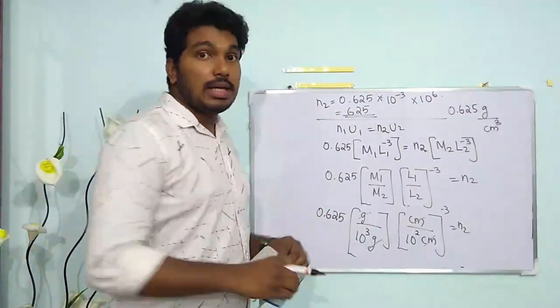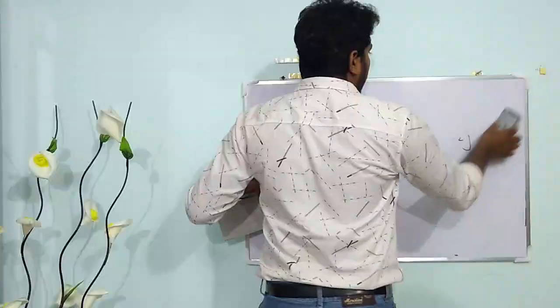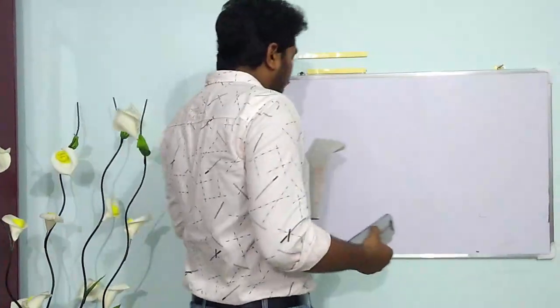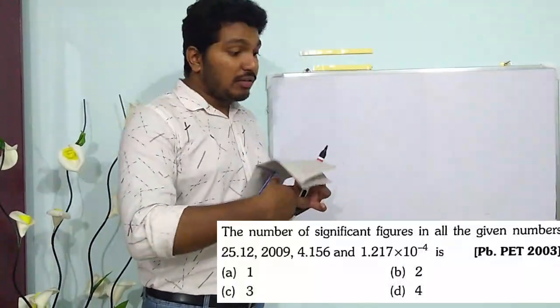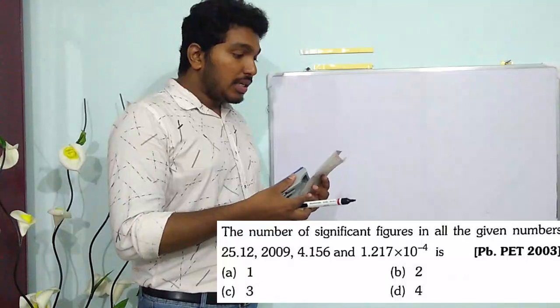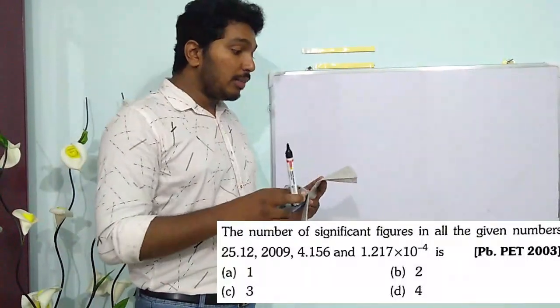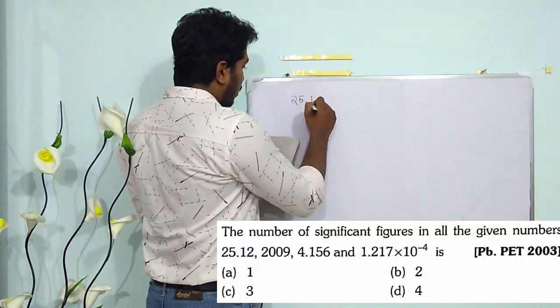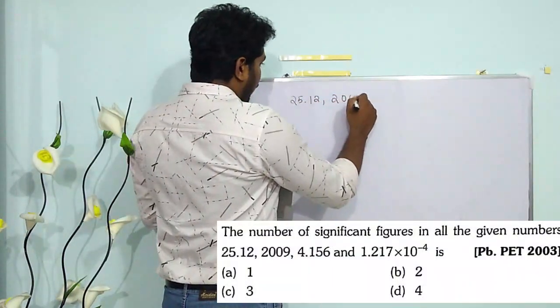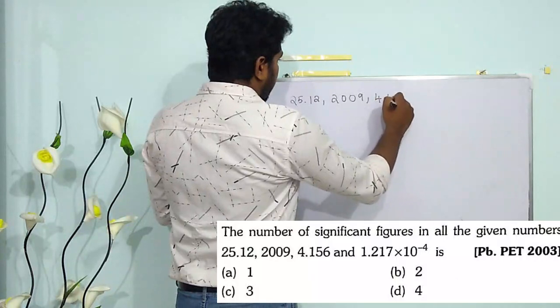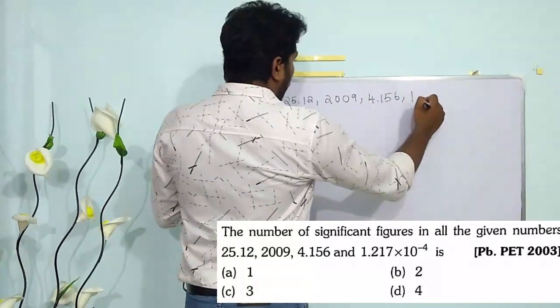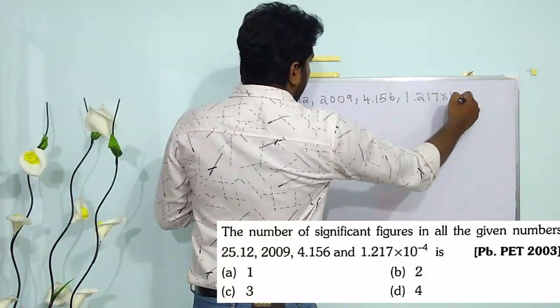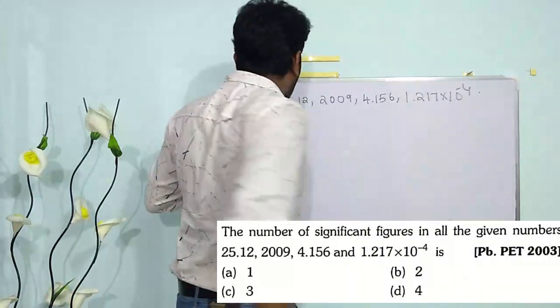Okay. So we shall move to the next one. From the board, the number of significant figures in all the given numbers 25.12, 2009, 4.156, 1.217 into 10 raised to minus 4 is.